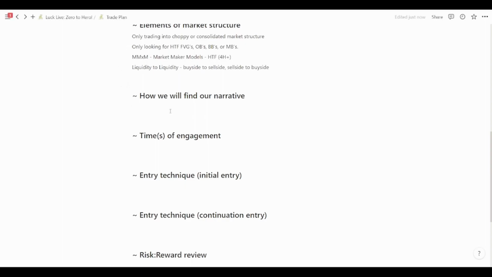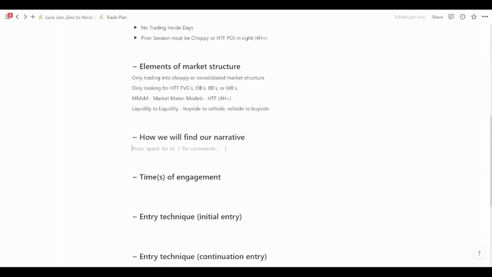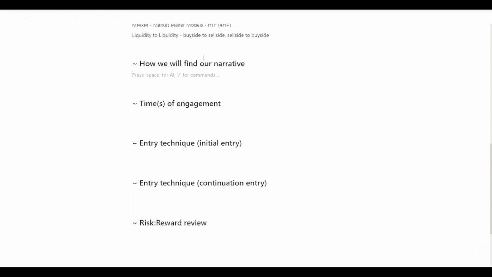Okay, boom. So how we're going to find our narrative is we are going to start at Asia. We need it to be consolidating, so choppy conditions. We need that to happen ahead of time in Asia, because if Asia expands, I'm not going to be as interested to follow up on it, because London will also probably follow up on the expansion, and then the New York session itself will be choppy. It's either that, or if London expands, the New York session itself is likely to be choppy.